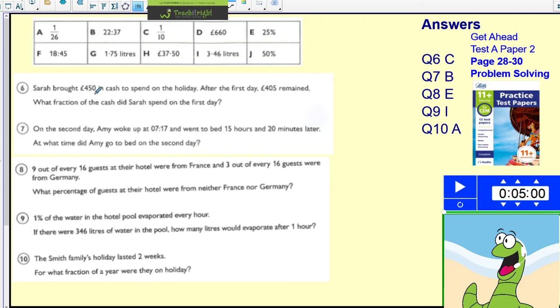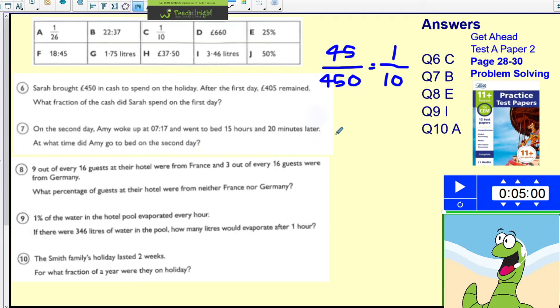Okay, well, first off, I need to know how much she spent. The difference between 450 and 405 is £45. All I'm doing there is taking the 5 away from the 50 to get 45, because I know that the 400s are obviously the same. So she spent 45 out of a total of 450. Hopefully you can spot that the bottom number is 10 times bigger. So if we simplify this, we divide both of them by 45. 45 goes into 45 once, 45 goes into 450 10 times. So she spent 1/10 of the money.